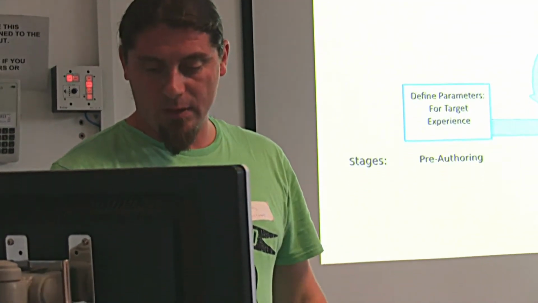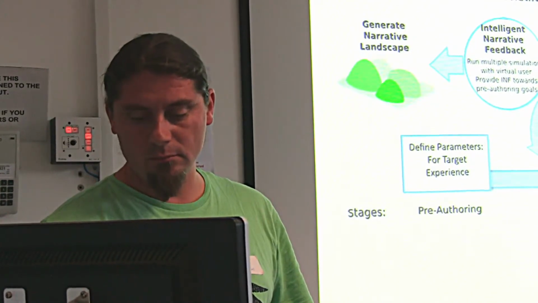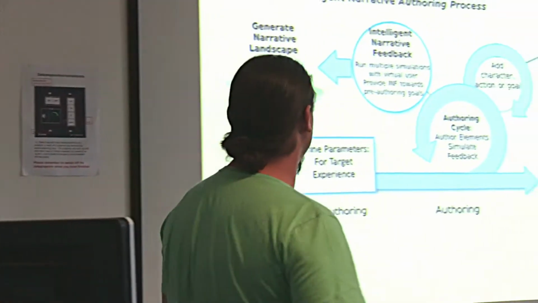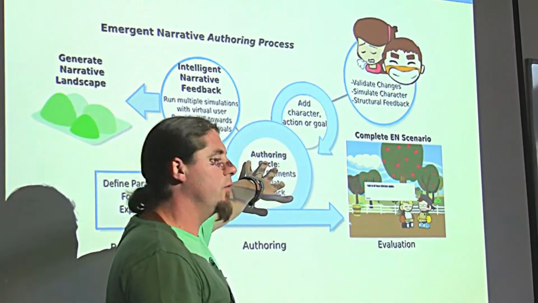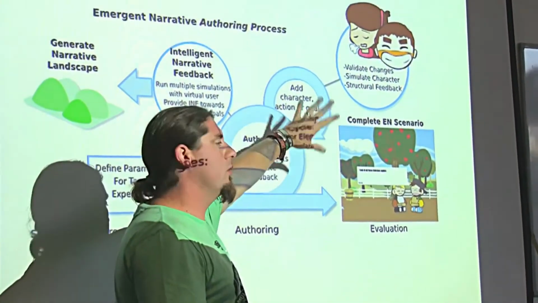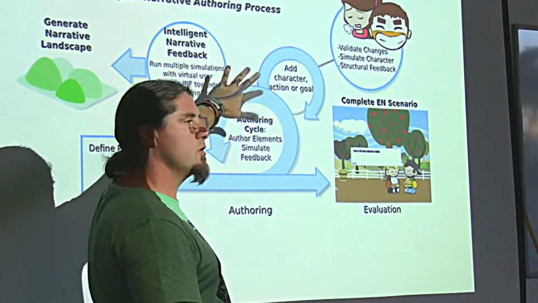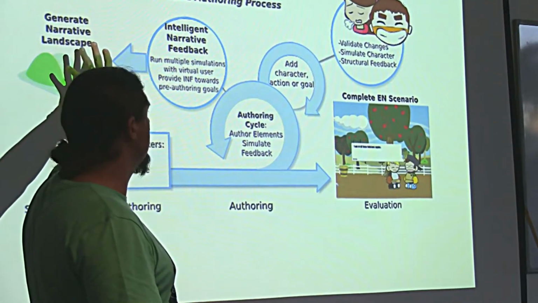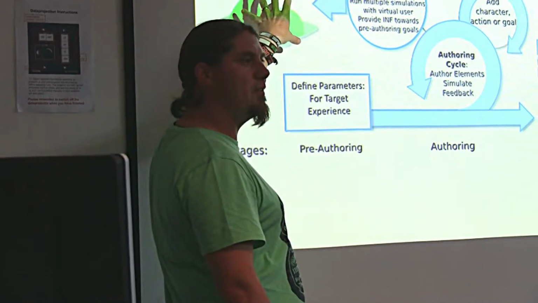So that's that authoring aspect there, which is fairly complex, where you need to author some elements for the systems. You have characters, actions, goals for those characters. You run simulations, you get some feedback from the simulations, and that helps you to build a narrative landscape for your story.